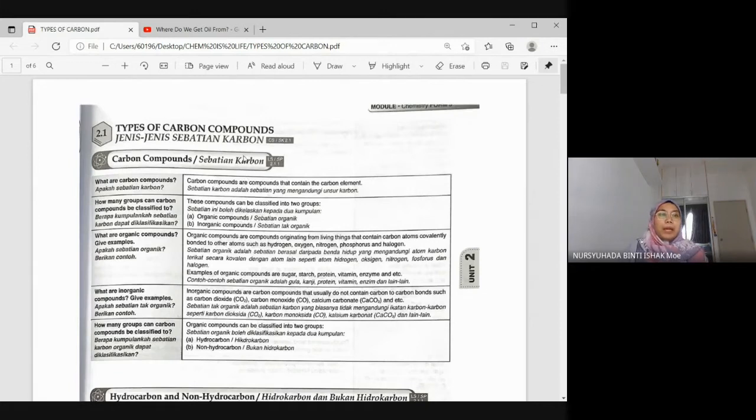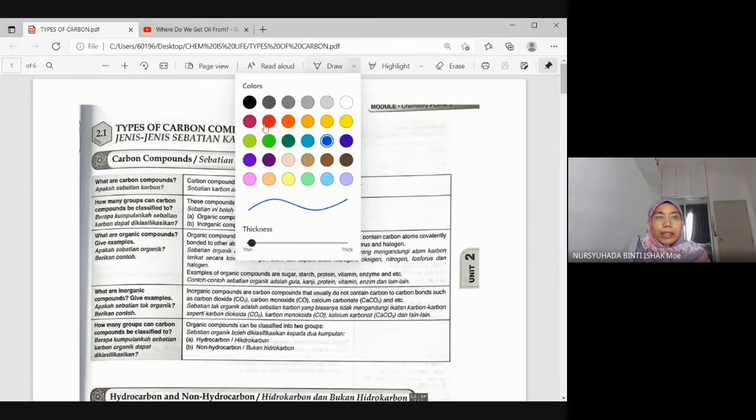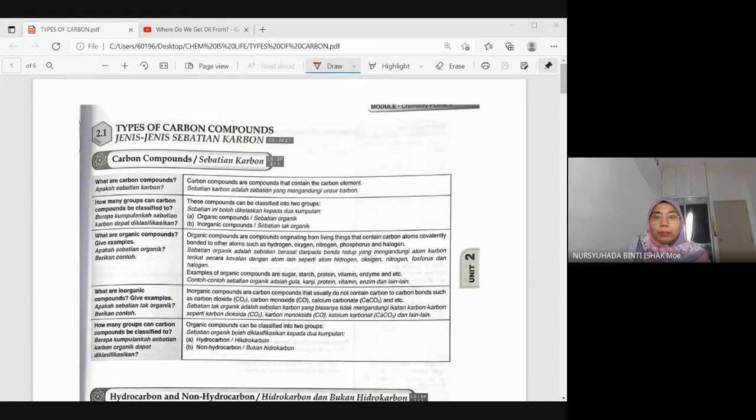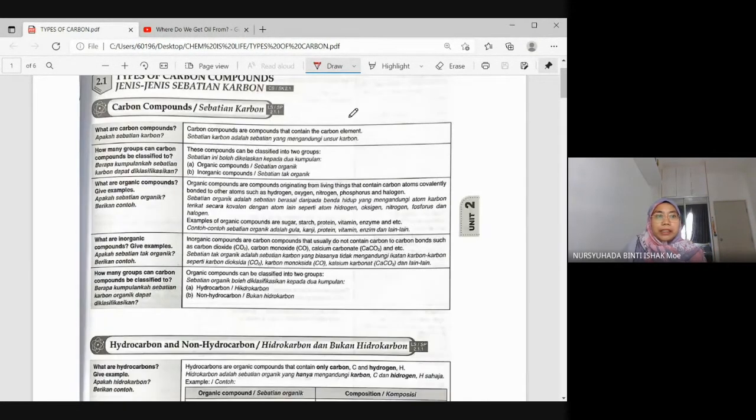So, carbon compound. Type of carbon compound. So actually, what is a carbon compound? Take out your highlighter or your red pen. Boleh highlight mana point-point yang penting dekat sini. So, carbon compound. What are carbon compounds? Carbon compounds are compounds that contain the carbon element.